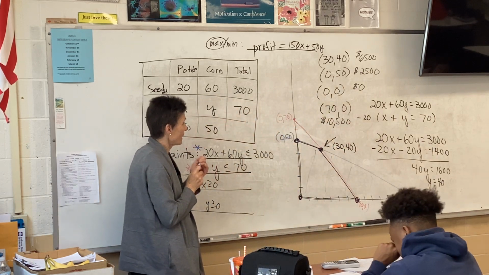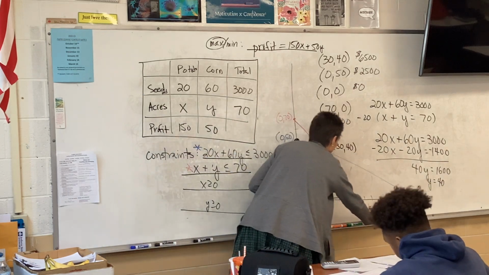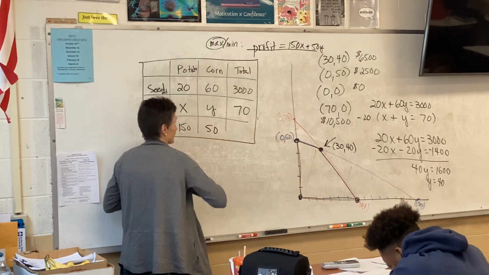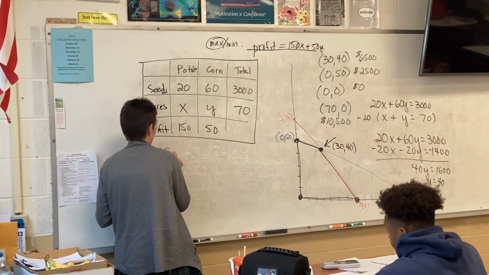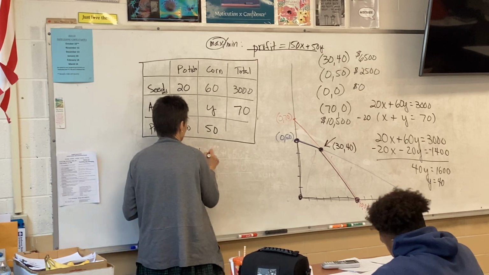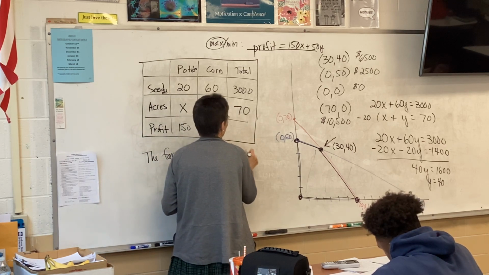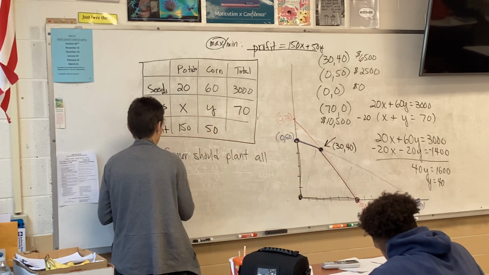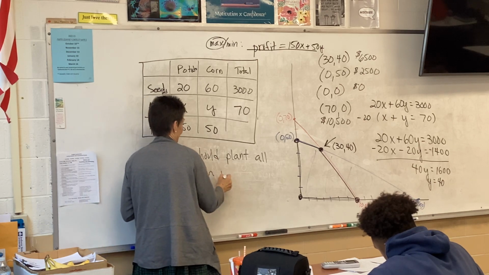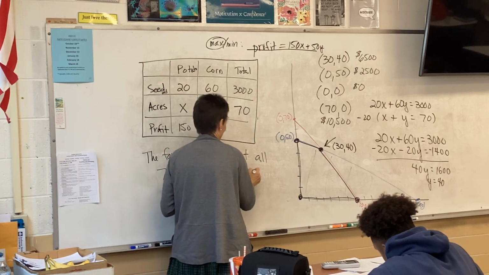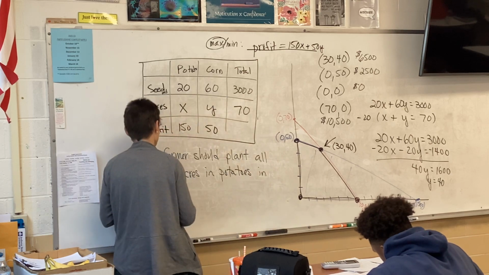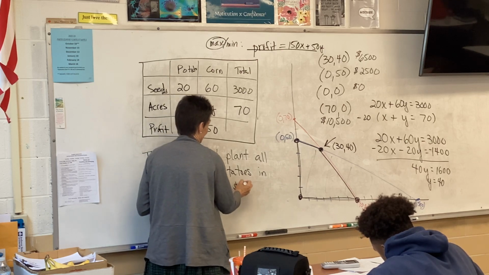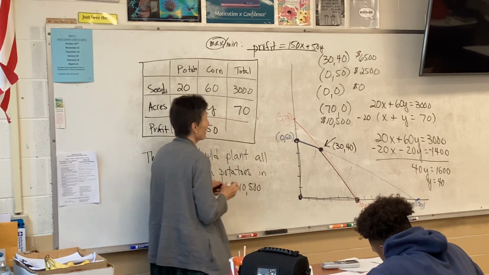So what are you going to tell this guy to do? What should the farmer do? The farmer should plant all 70 acres of potatoes, in order to make how much money? $10,500?